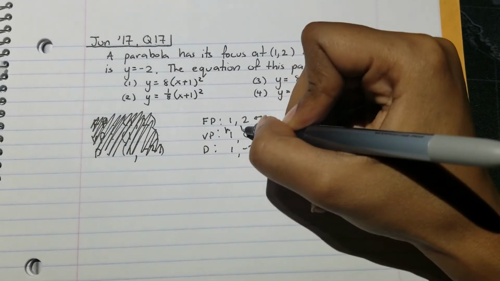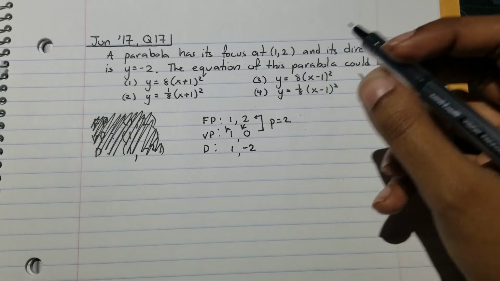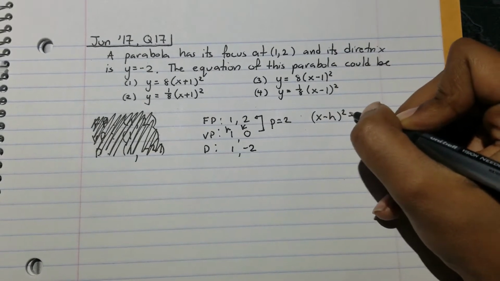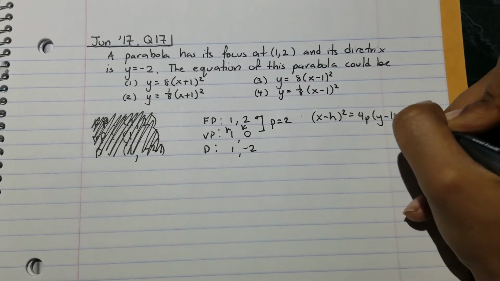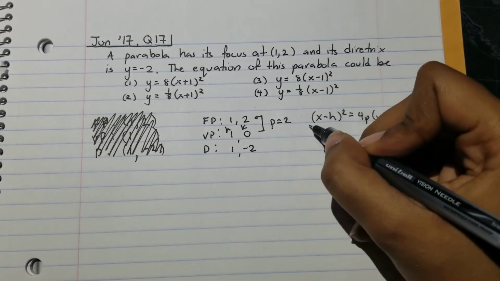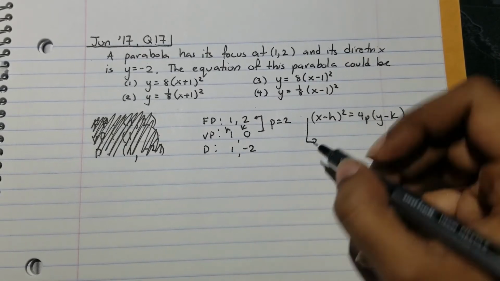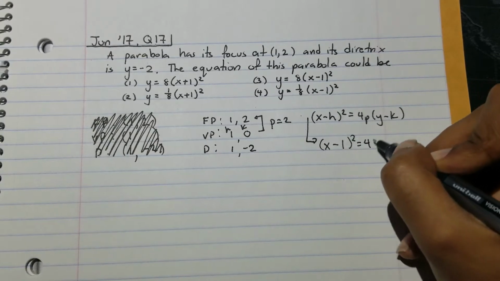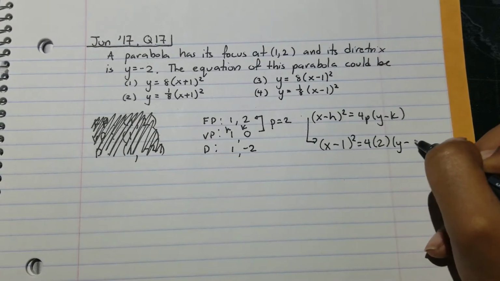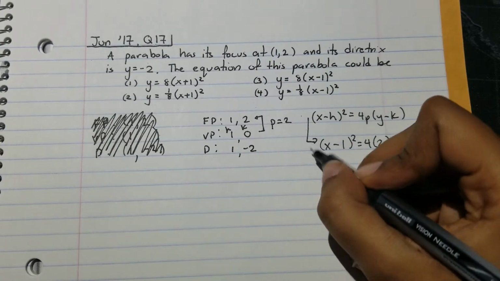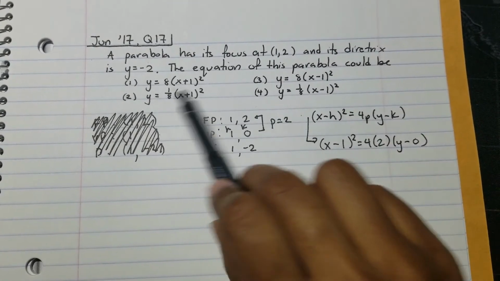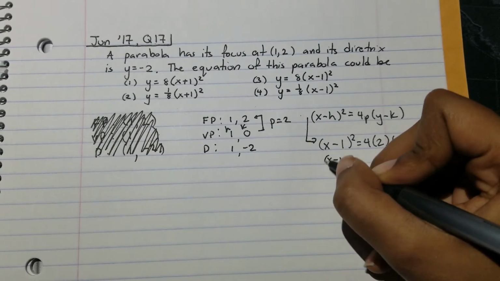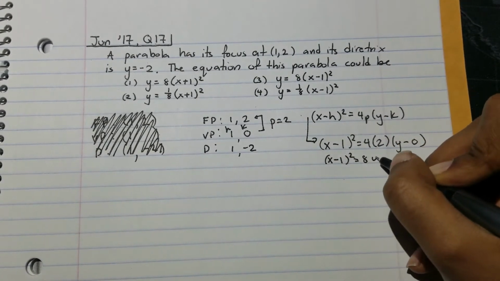And now we have everything we need to plug into the conics form of the equation. So that's (x minus h) squared equals 4p times (y minus k). When we substitute, we're going to get (x minus 1) squared equals 4 times 2 times (y minus 0). We're going to simplify that. Our choices are in y equals form, so we have to get y by itself. So we're going to have (x minus 1) squared equals 8y.